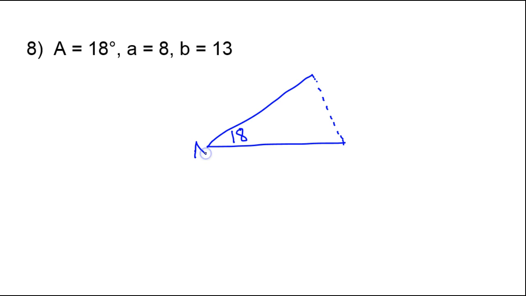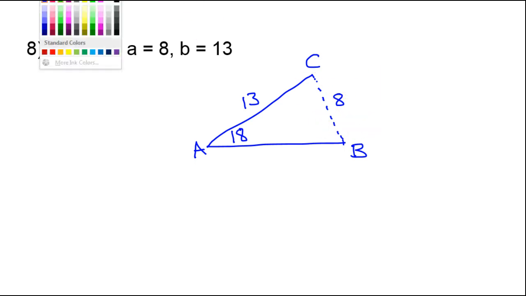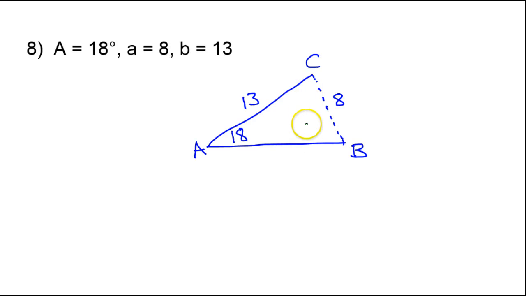and so if this is angle A, that means this is side A, which is 8. I'm going to make the rigid side the other side, which is 13. Since that's side B, this is angle B, which leaves this to be angle C. So before I go any further, I ask myself, will this make a triangle at all?